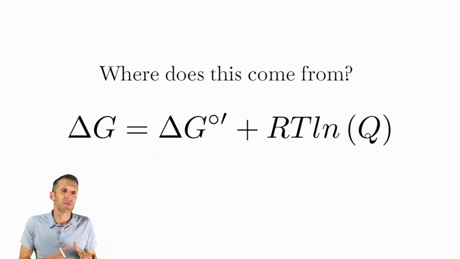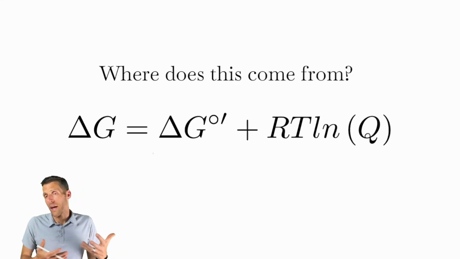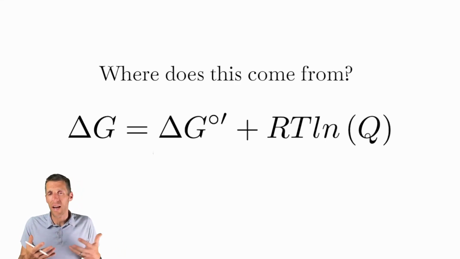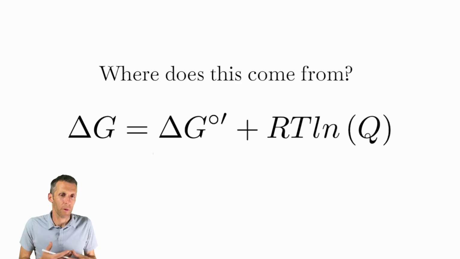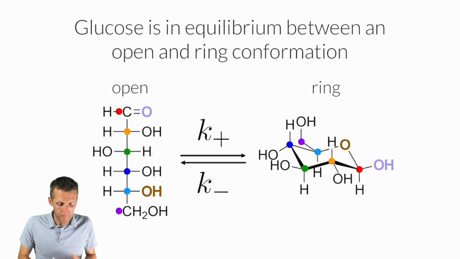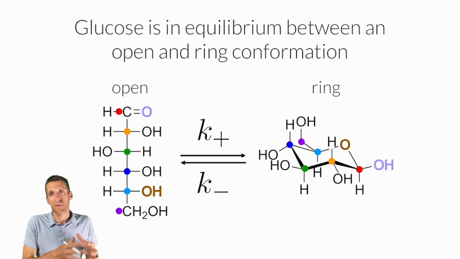In my experience, students are often very good at using this equation, but then are very puzzled by it. Like, standard state free energy, what does it have to do with anything? How does this relate to equilibrium constants? And so what I'd like to do in this video is try to unpack that. So I'm going to try to unpack this with a specific system in mind.